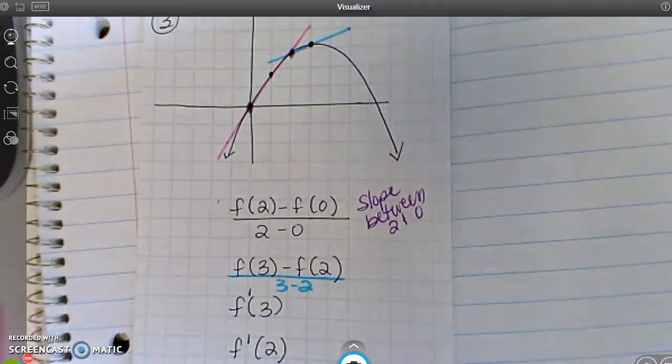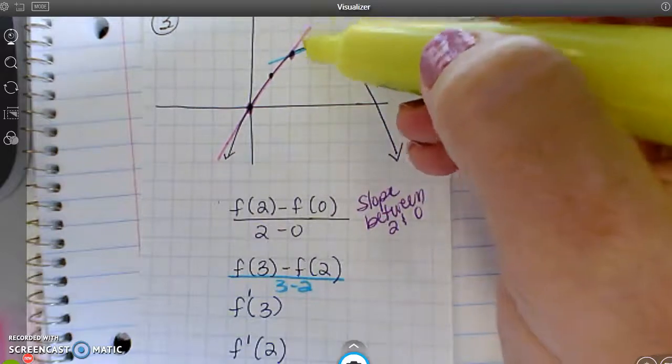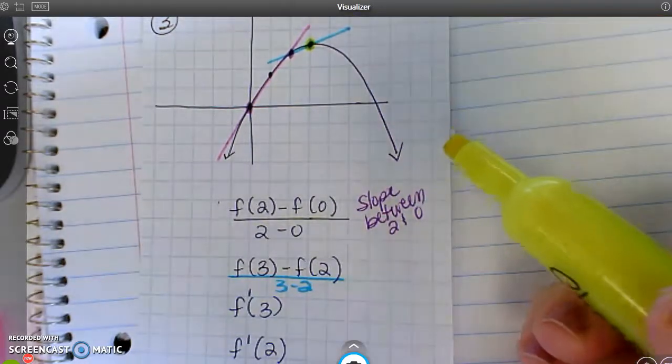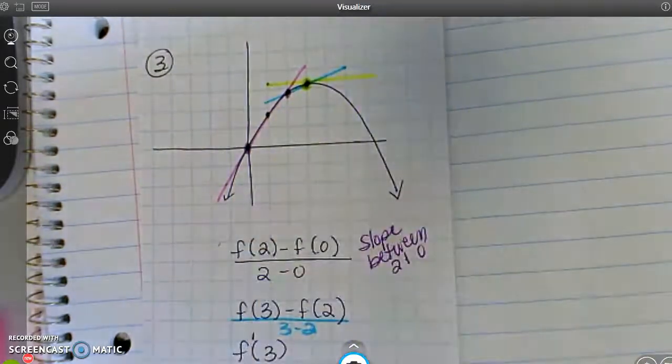Okay, then it says the slope at 3. It's the derivative at 3. So what I have to do there is go to 3 and draw what the slope would look like. So 1, 2, 3, it would be here. That's supposed to be, I think, at the top of the point. And if I drew that one, that's going to be flat because that's 0.